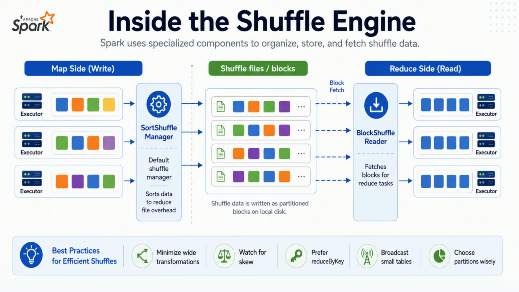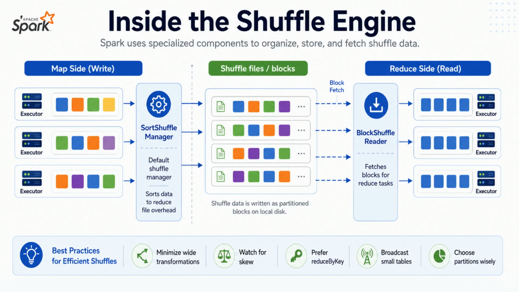The default manager is commonly known as the Sort Shuffle Manager. It works by sorting the data, organizing it by target partition, and reducing file overhead. This helps in making the data more structured and easier to handle during the next phase. The output of this phase is a set of shuffle files or shuffle blocks stored on local disk. These files contain the intermediate results that will be used by the reduce tasks. By storing them locally, Spark minimizes the need for repeated data transfers and improves overall performance.